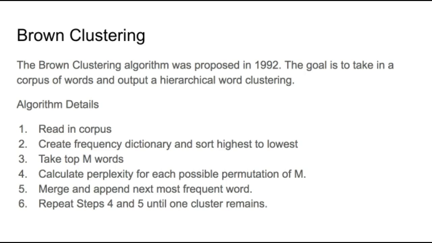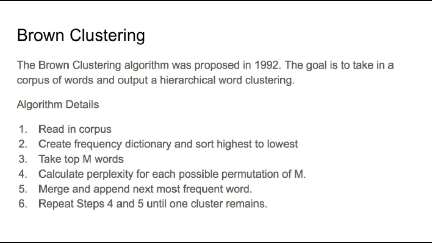Next, I decided to implement Brown clustering, which was proposed in 1992. The goal of Brown clustering is to find second order word associations, so words that can be used to replace each other. The idea is to input a whole corpus and then to output a hierarchical clustering that matches similar words to each other. More specifically, I can walk through the details outlined here.